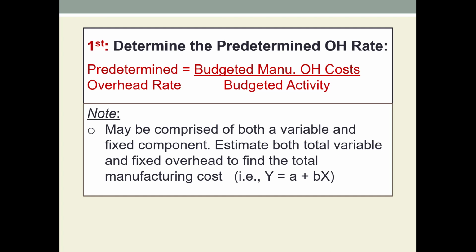We can break it down into its fixed and variable components and then use the equation for a line to estimate the overhead rate for both parts, the variable and the fixed. Some companies will separate it. Sometimes it will all be in one lump sum.